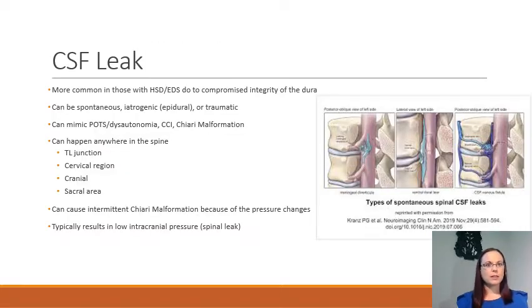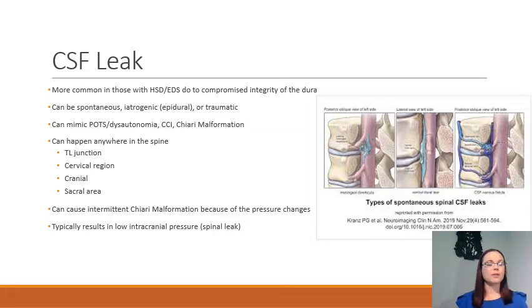So CSF leak, this again is more common in those with hypermobility spectrum disorder and EDS because the dura is compromised. The dura is connective tissue, so the dura tends to be thinner, more fragile, more susceptible to damage than somebody without a connective tissue disorder. The CSF leaks can be spontaneous, iatrogenic, so if they possibly had an epidural or something in the past, or they can also be traumatic as well. They can mimic POTS and dysautonomia like everything else, and cranial cervical instability and Chiari malformation. So much to overlap.